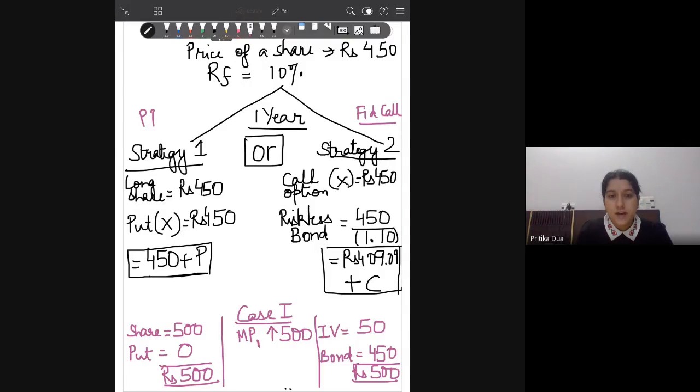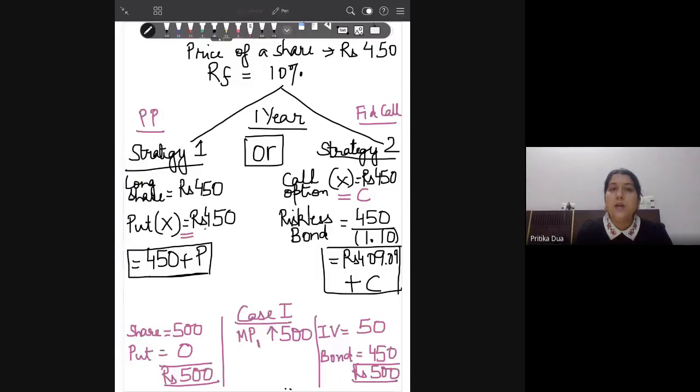The alternate strategy available is you go for a fiduciary call, that is you purchase a call option with an exercise price of 450. For this call option, what you are paying is the premium right now. Like here also, you are paying the premium on the put option. And the second leg of this strategy is that you invest in a riskless bond which will mature to rupees 450 in 1 year. We are taking a time frame of 1 year. So the present value of 450 today comes to 409. So today under strategy 2, you are investing 409 and you are paying a premium for a call option, which is C.